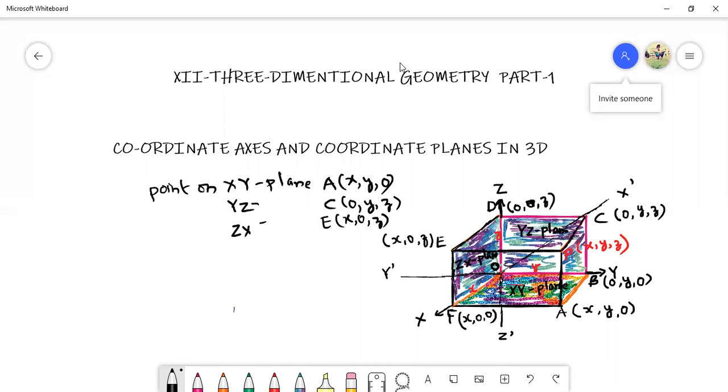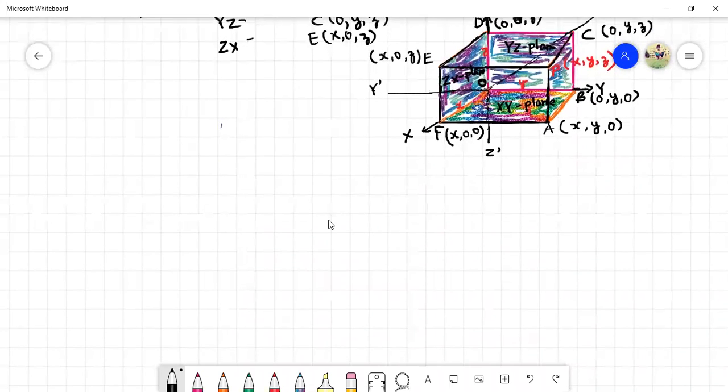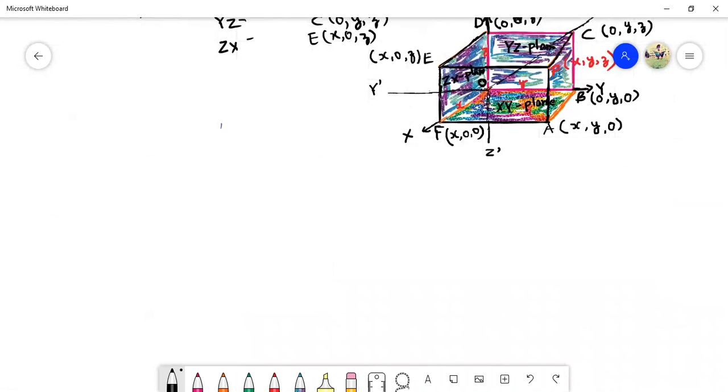And now some important formulas that maybe we studied before also, but we have to see some formulas here again. First, we will see the distance between 2 points. It's the same as in 2D.